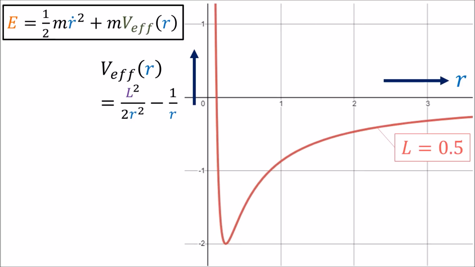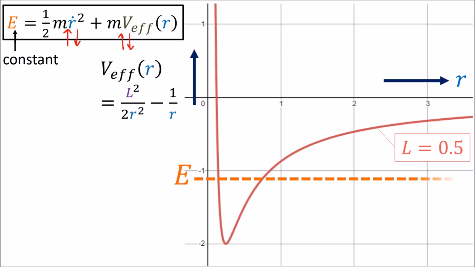We know that the total energy is constant, and the kinetic term and potential term can each get bigger or smaller, as long as their sum is a constant value. If we say this is the amount of total energy E in the system, we know that the orbiting body is going to be restricted to this region of the graph. The amount of potential energy can go up and down, but it can never exceed the amount of total energy. So a body with this amount of energy can't leave this potential well.